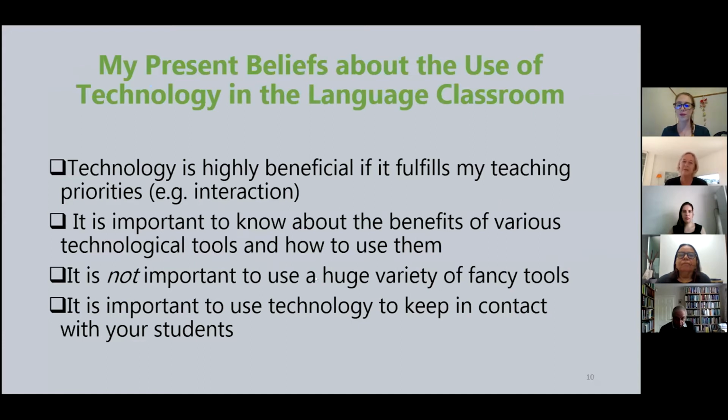But I still think that it's not important to use a huge variety of fancy tools just because they are there, because very often I think it's not necessary to use them. But the main benefit of technological tools, in my opinion, is keeping in contact with your students.